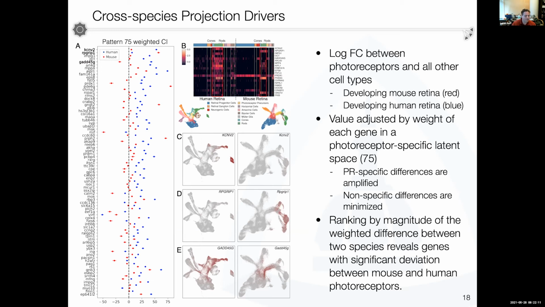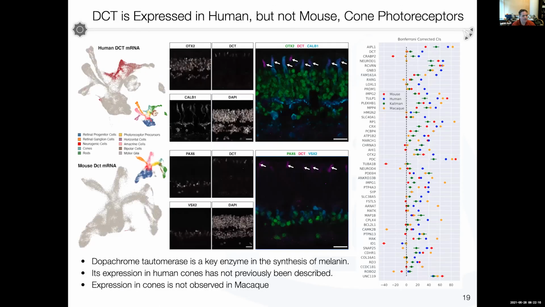And I'm just giving you a few examples of genes that we found here that are different between mouse and human photoreceptors. And we validated one of these, dopachrome tautomerase, because it was surprising to us that we actually saw specific expression of this gene in humans, in human cones. And this was actually only thought to be in the RPE, but we've further validated that this gene, which is an enzyme involved in melanin synthesis, actually exists in humans. And here on the right, we can see in the second row that this is actually human specific.